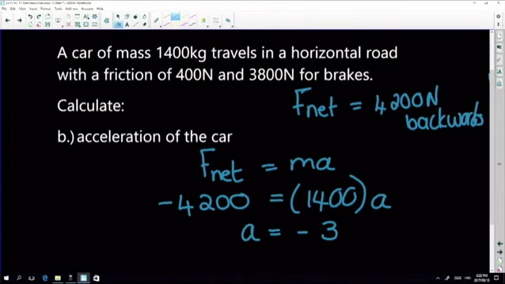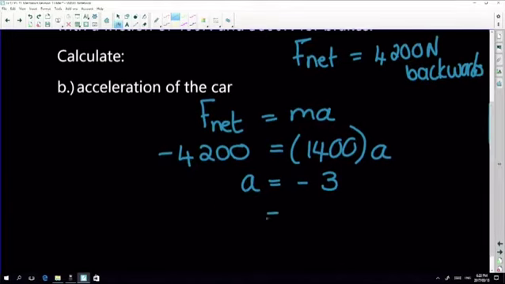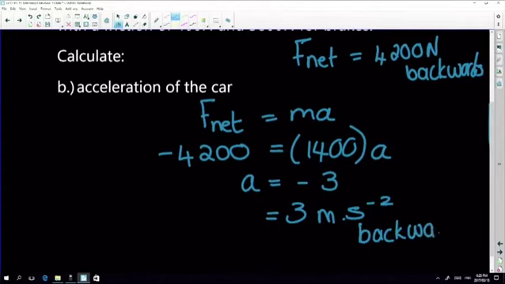So be careful. If you substituted, even if you had the wrong answer in A, if you made that a positive 4,000 or 3,400, you've made a mistake again. So please be careful. So this means it's 3 meters per second squared backwards. Okay, great. Now we get to the last one. Hopefully we're all okay with that, all right?